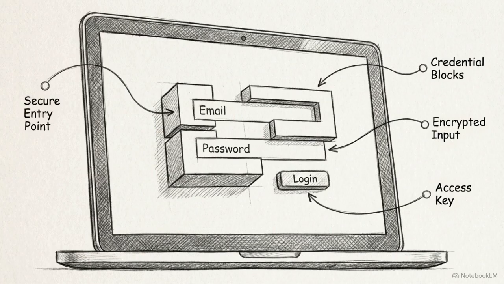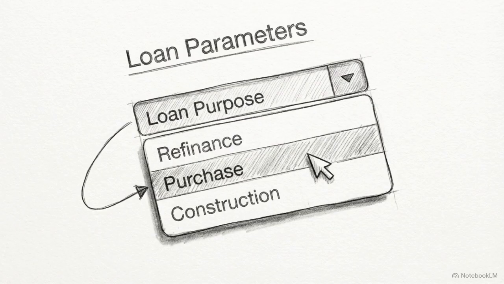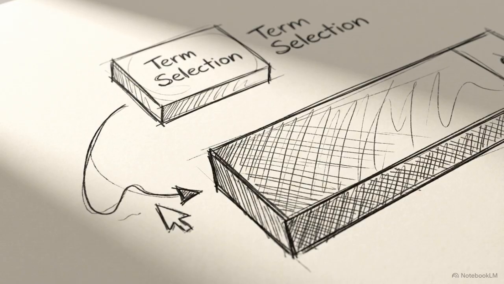Step 1 is accessing the calculator. Log in to the Third-Party Originator, or TPO portal. Navigate to the Specialty tab and select the Equity Access Suite. Start by defining the loan parameters. Select your loan purpose, such as a purchase, and set the loan term to the 1-month adjustable option.